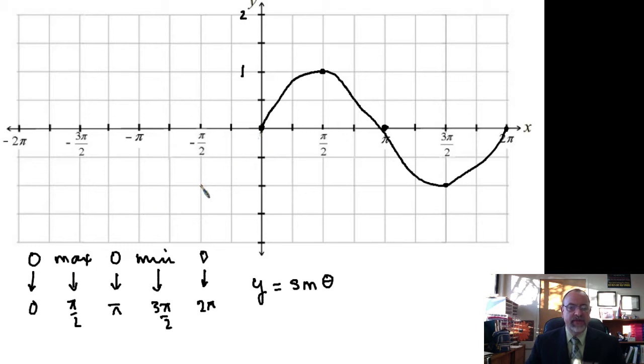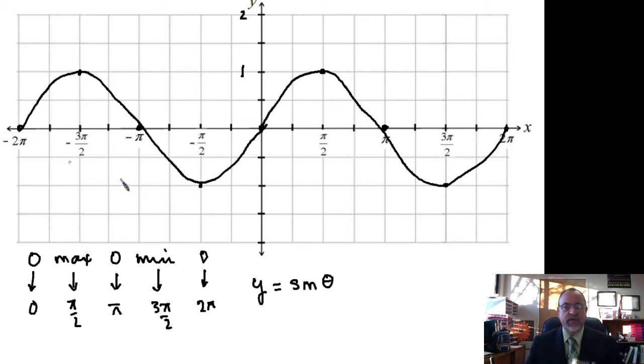It goes down to its minimum, and then back to 0, up to its maximum, and down to 0. Or if I go out to negative 2 pi, it's 0, maximum, back to 0, minimum, back to 0. So this repeats as the terminal side continues to rotate around the circle. This is the equation for the sine function, this is what it looks like, and these are the points that we'll want to remember.